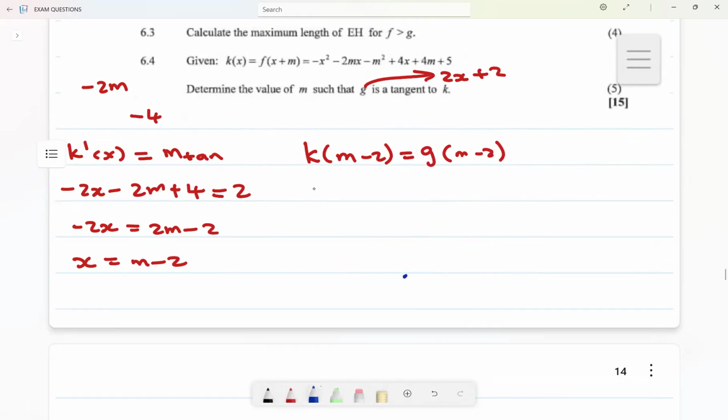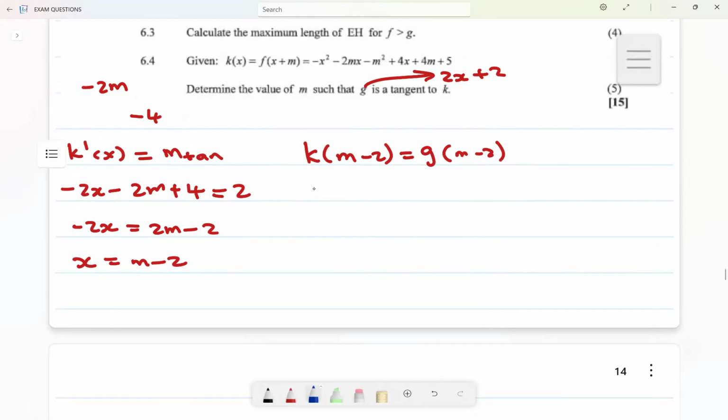Why am I saying that? When x is equal to m minus 2, they have the same value of y at this point where they share the very same x. It means if x is equal to m minus 2, the y is the same for them. So y of k when x is equal to m minus 2 is the same as y of g when x is equal to m minus 2.